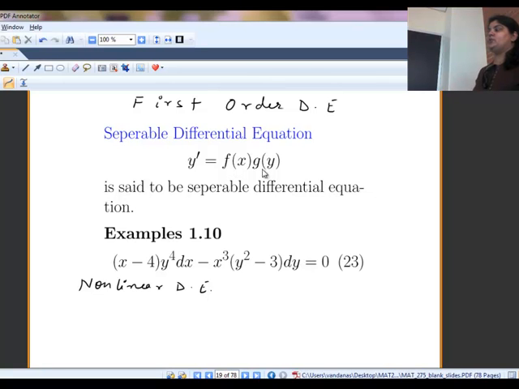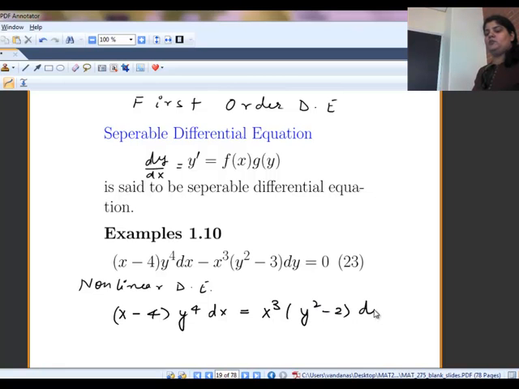So first let's try to convert it. I want dy over dx, which equals y prime, like this. So let me pull all these terms to the right hand side. Y to the power 4 dx equals x cube y square minus 2 dy. Is it fine? I just added this whole term to both sides. So I get this.